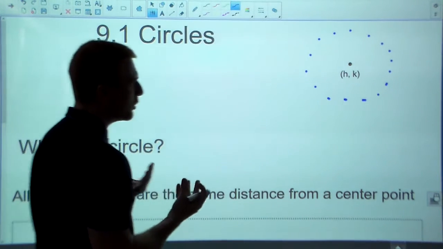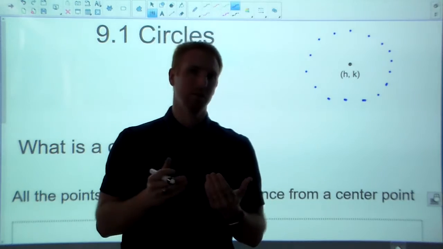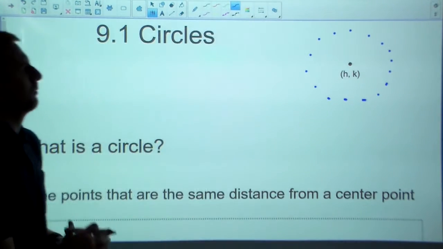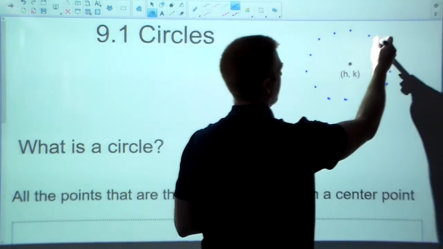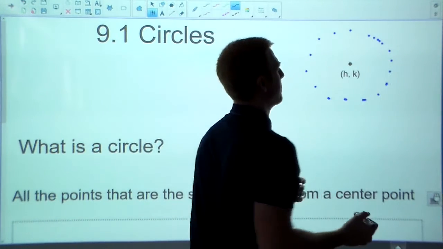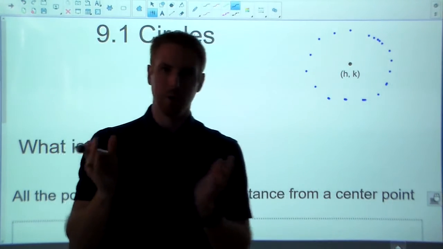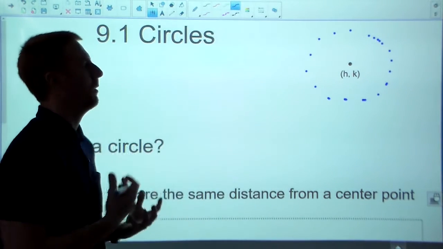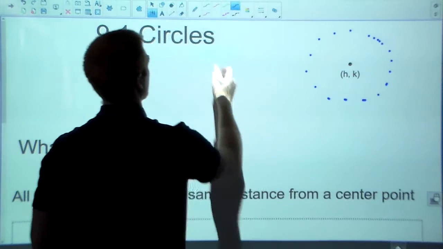Now, a question I'll throw out there, how many points are there on a circle? Well, there should be an infinite number of points that could fit that definition. They could be the same distance from that center point. Between any two of these I picked, there should be a whole bunch more, and in between any of those, a whole bunch more. In fact, there should be an infinite number of points between any two points. So there's a lot of points that could make this true.